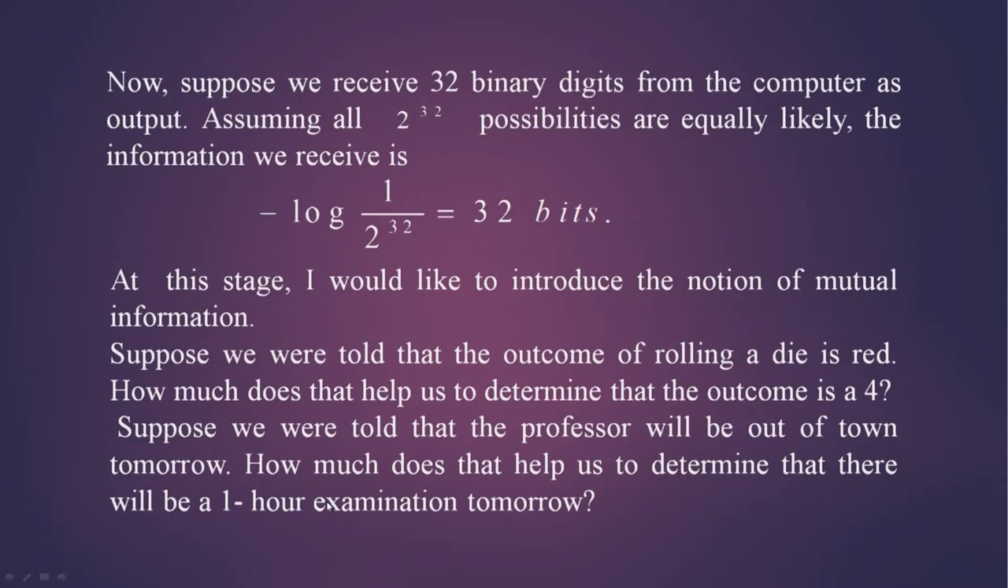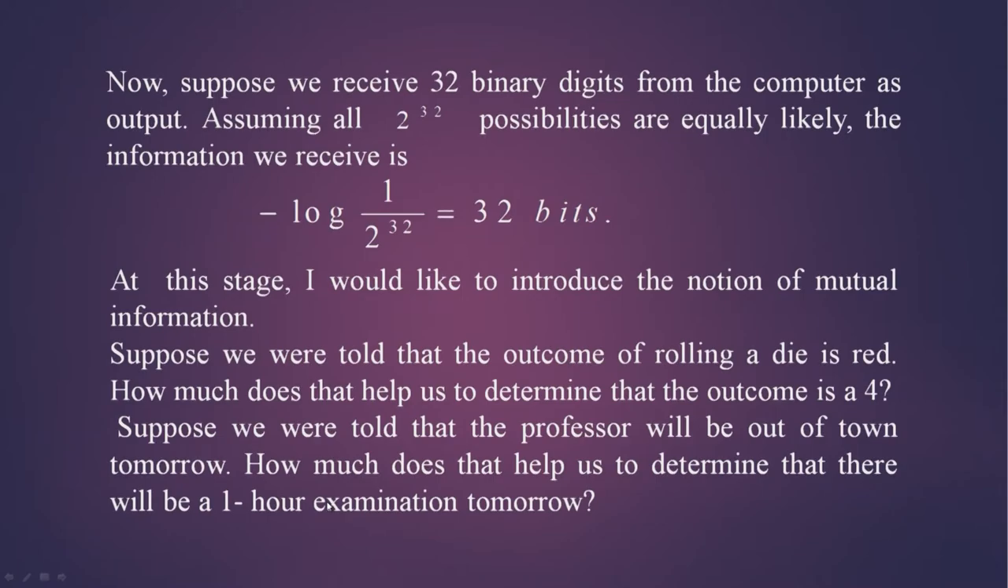Now, suppose we receive 32 binary digits from the computer as output. Assuming all 2 to the power 32 possibilities are equally likely, the information we receive is minus log 1 by 2 to the power 32. So, there are in total 2 to the power 32 possibilities, and they are equally likely also. So, that is why the probability will become 1 by 2 to the power 32. So, the amount of information will become minus log 1 by 2 to the power 32, and that is 32 bits. So, the amount of information we are getting is 32 bits.